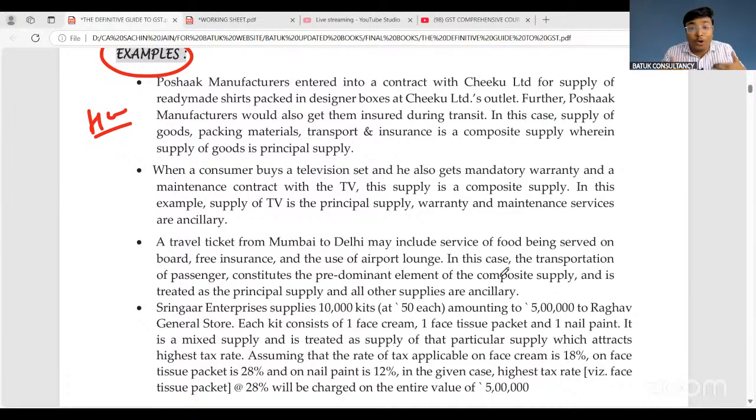So that you all can make certain efforts and try to read the language of these examples, because we have used certain complicated language as well, so it will develop your analytical skills. That is the purpose.